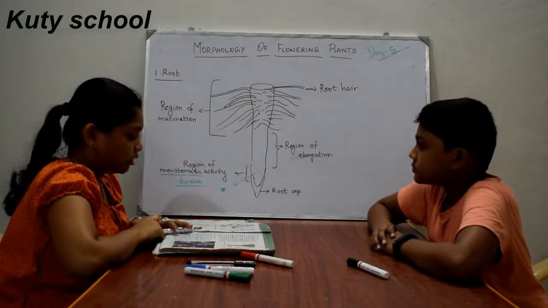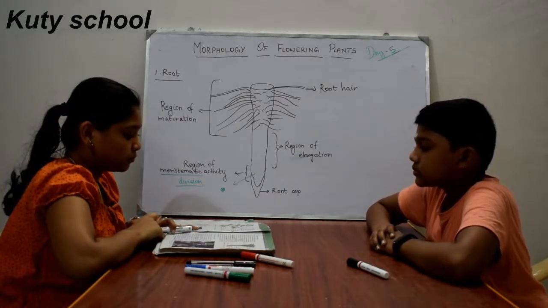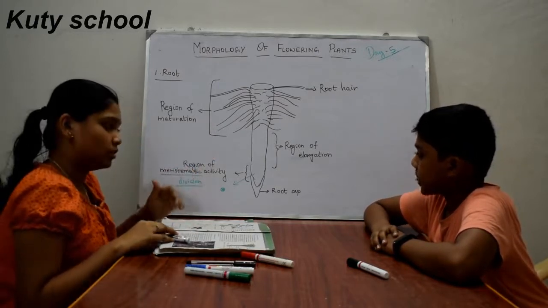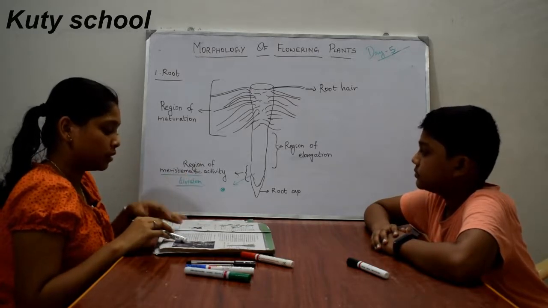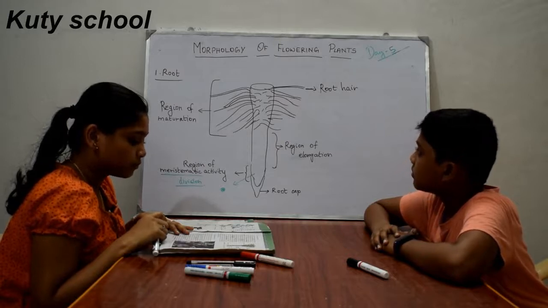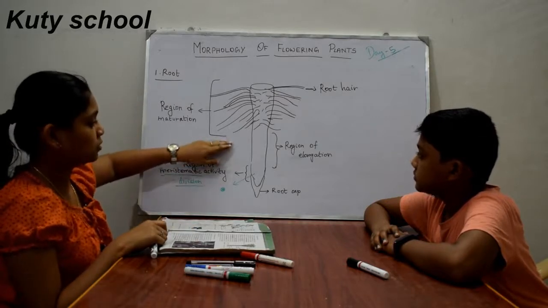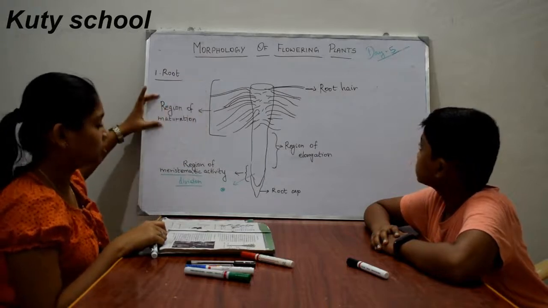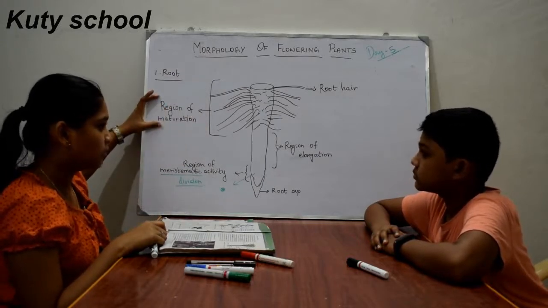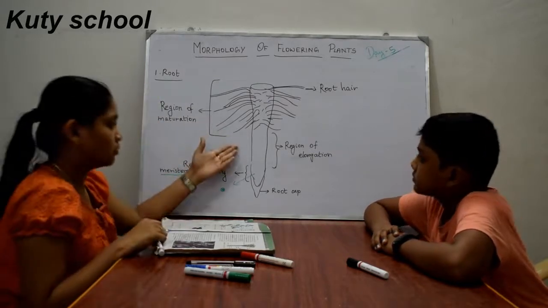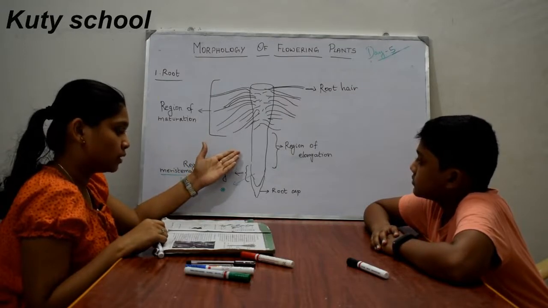So this is the region of elongation, and the cells of this region of elongation gradually differentiate and the cells get mature. Since this matures, the region proximal to the region of elongation is known as the region of maturation. So this region is responsible for the root growth in length as well as in enlargement.